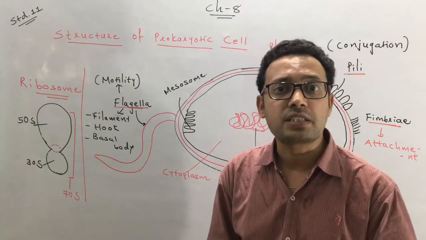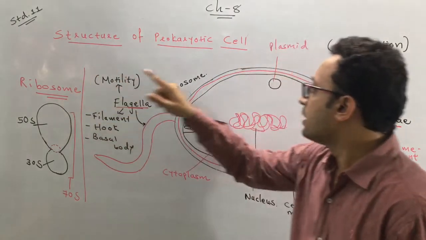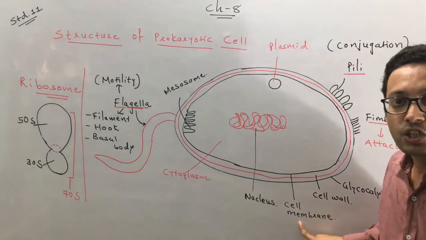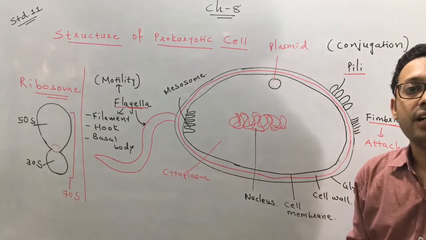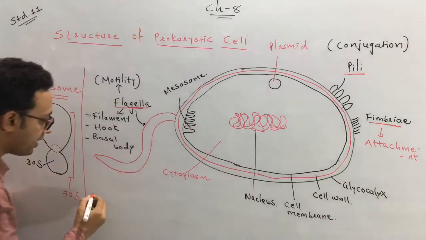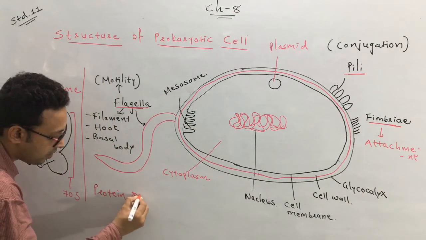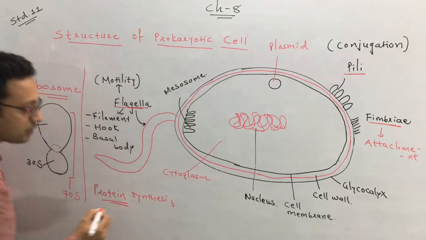But where in the cytoplasm is it found? In a bacterial cell, this ribosome is also attached to the cell membrane. This is the cell membrane, and to this cell membrane, these ribosomes are attached. And what is its function? The ribosomes are involved in protein synthesis.